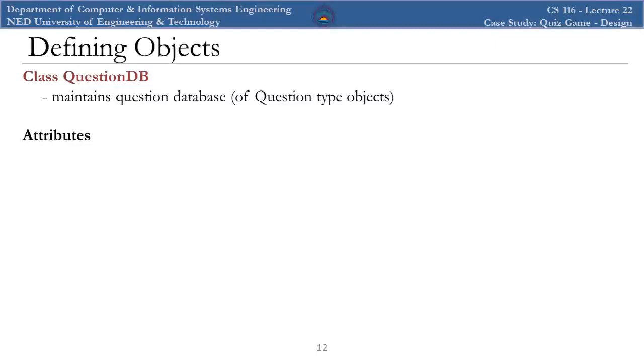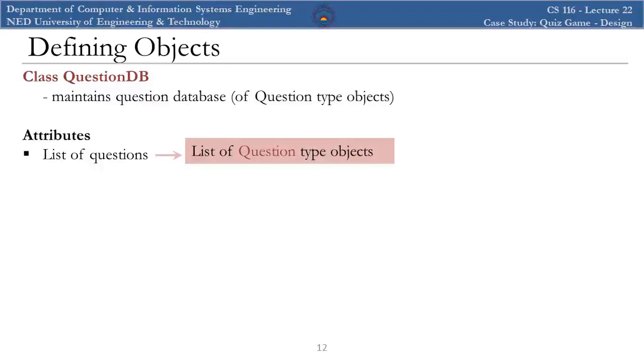So what attributes do I need here? Just one attribute, a list of questions, and we know that these questions will be of question type, right? Coming to the methods, the first method is going to be the constructor. Again, we can define an empty list in the constructor.